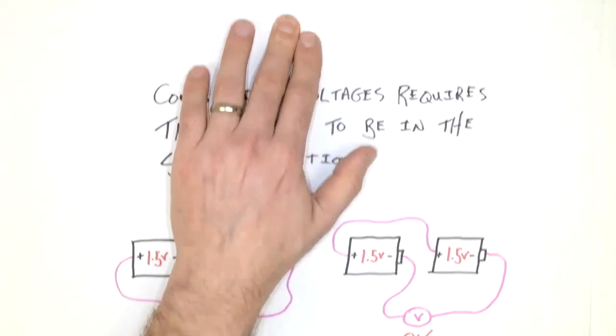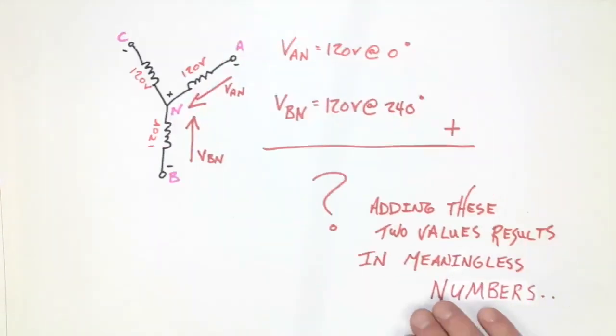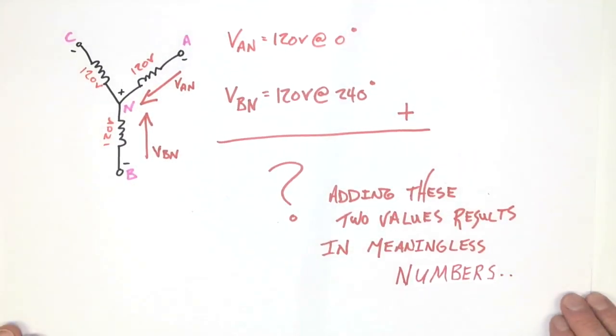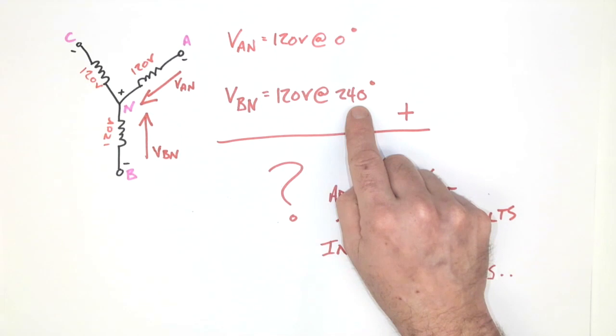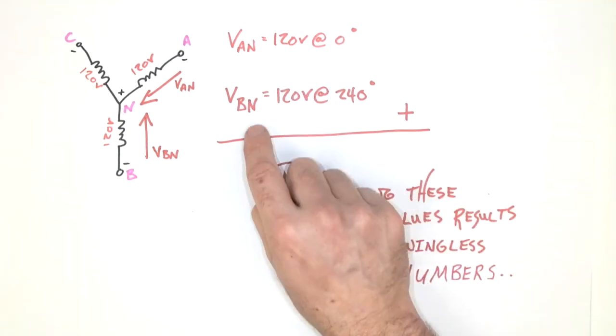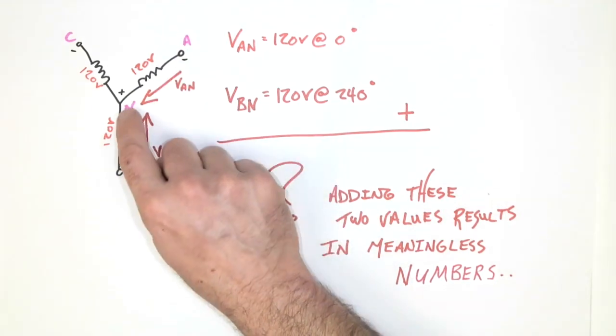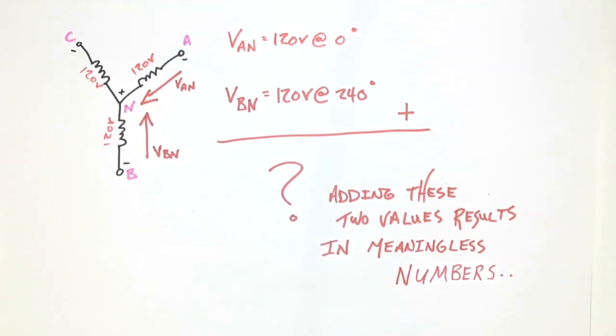So how then are we going to add these two voltages together? What I've shown here is that the vectors for the voltages that we have are actually in opposition to one another. I have 120 volts at 0 degrees and 120 volts at 240 degrees, but notice VAN, VBN, A to N, B to N, the arrows are pointing in the same direction. This means that if we were to add these two values, any number that comes out from a mode 3 calculation or an HV table would be completely meaningless.